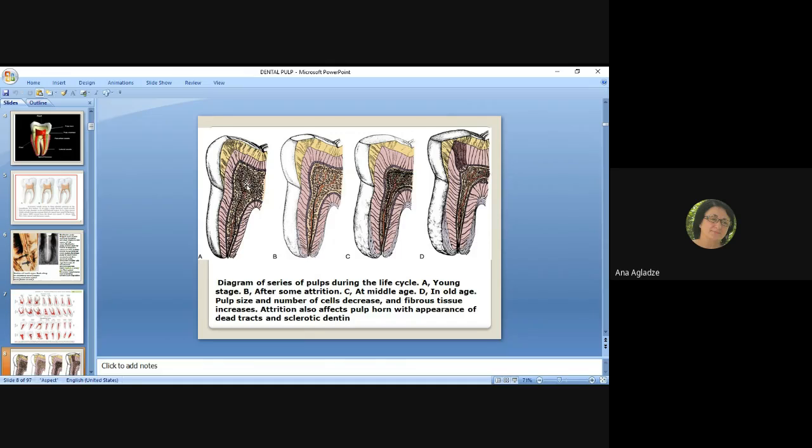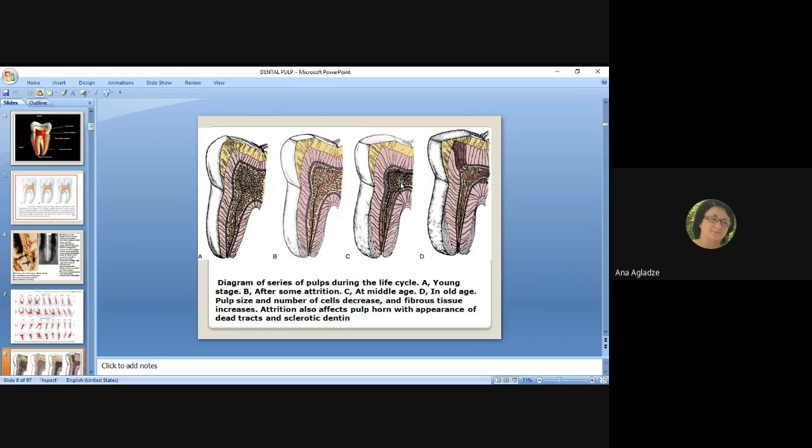Profusely vascularized, profusely innervated tissue, and here you can see the lesser number of cells, specific cells, and the lesser number of fibers. You know that. What is connective tissue? It is extracellular matrix, which is composed of fibers. The main type is collagen fibers, and also the cells, different types of cells.